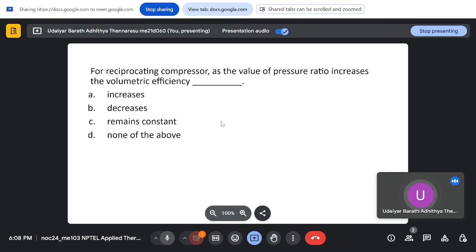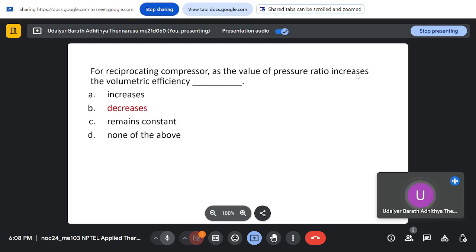Till that portion there is no intake, so that amounts to a waste, and that will reduce your volumetric efficiency. If you have a higher pressure ratio, the region where you have to expand will increase, and this will keep on reducing your volumetric efficiency. So the answer is option B, decreases.